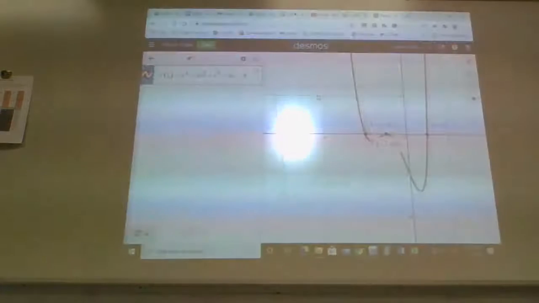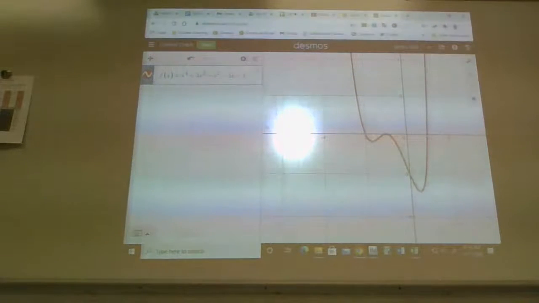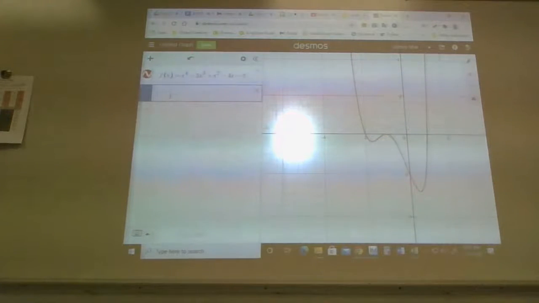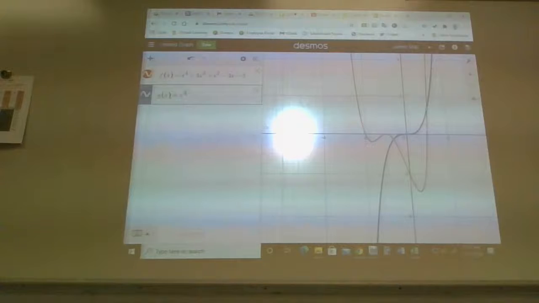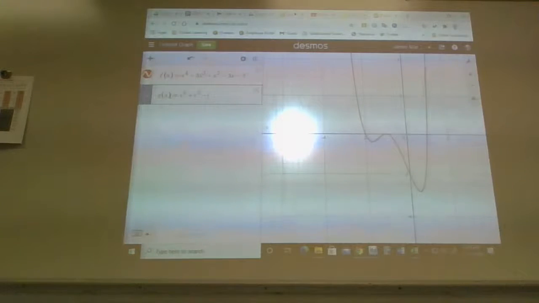Let me go back to Desmos real quick. Hold on, get rid of those. What's in red is our original problem. Now watch this. Cubed plus x squared minus x minus 1.